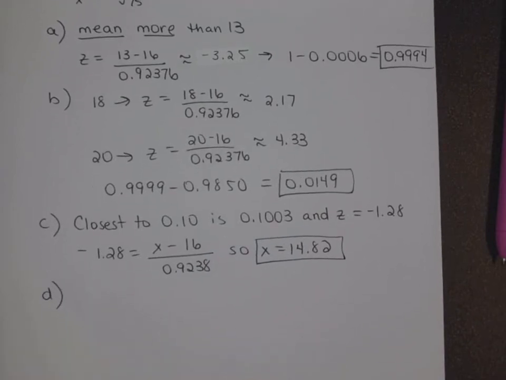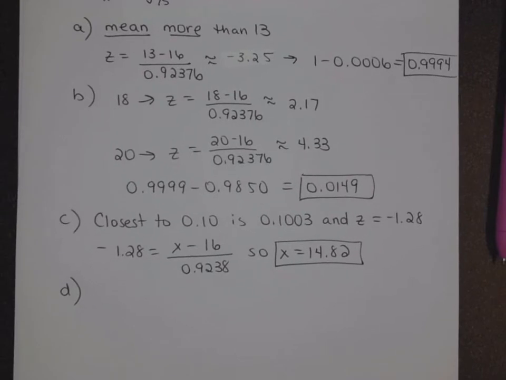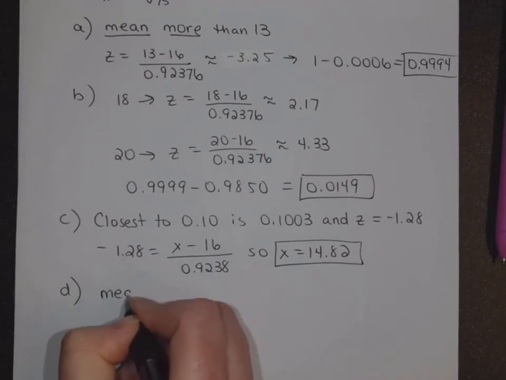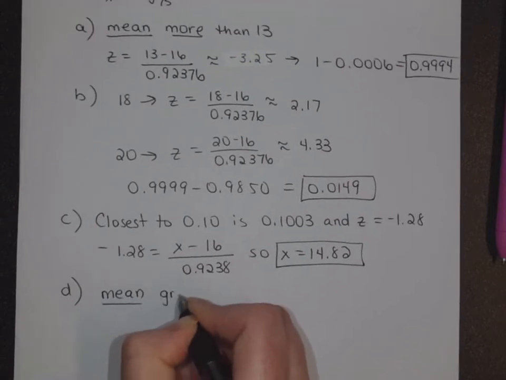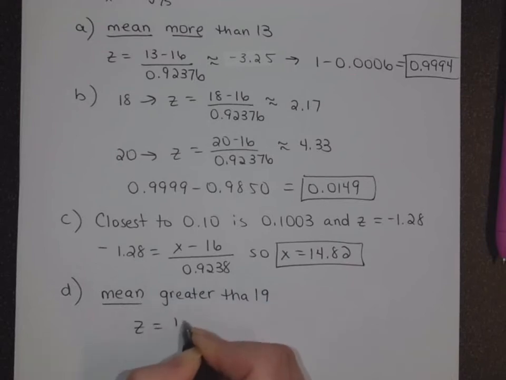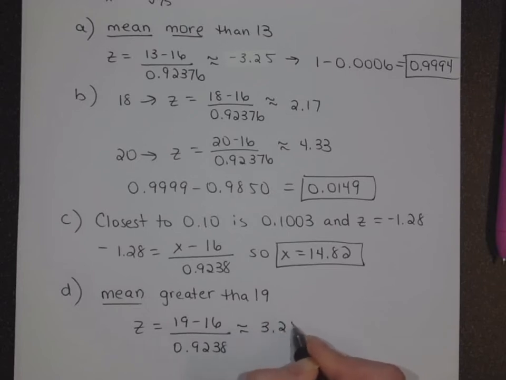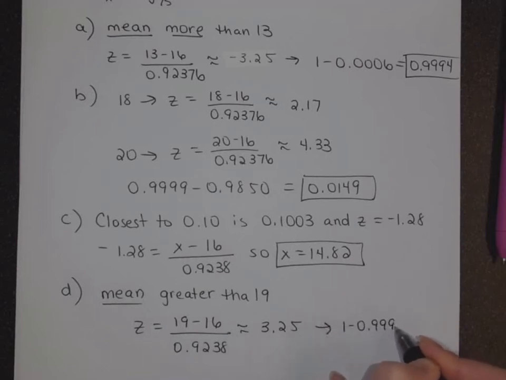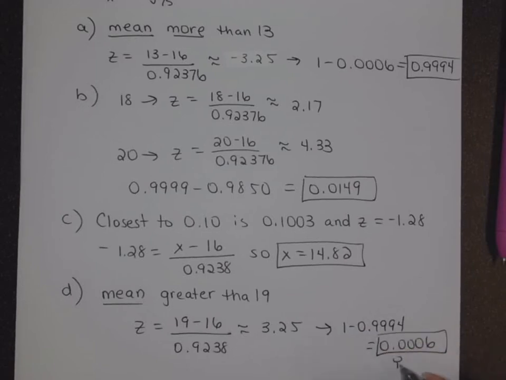So D and E is another pair of questions where you're asked about the mean versus an individual. So a mean greater than 19. So that would be 19 minus 16 over 0.9238, which is about 3.25. Okay, remember we're going greater than, so you got to do 1 minus 0.9994. So yes, unusual.